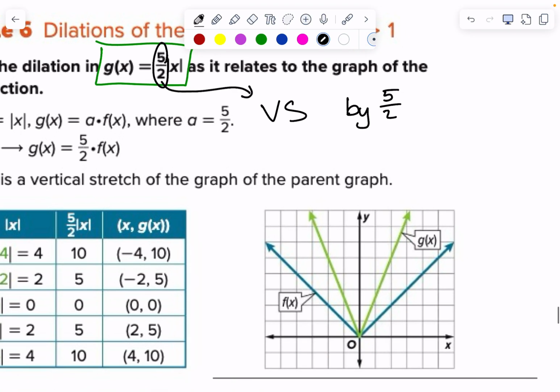So what that's going to do to the graph is if my original guy is going up 1/1, up 1/1, he is going to go up 5/2 to get to my first point. And up 5/2 this direction to get to my first point.